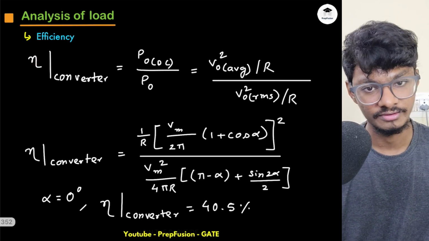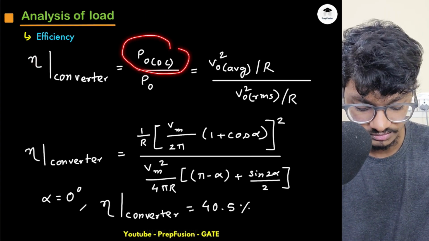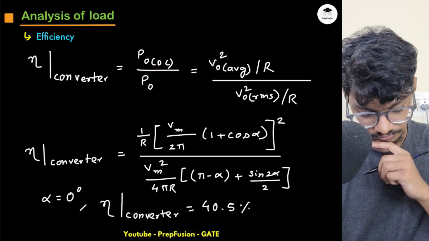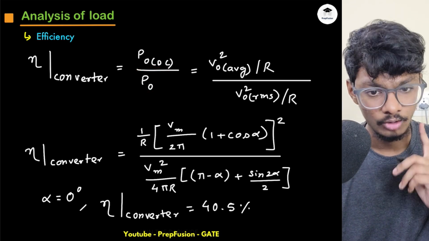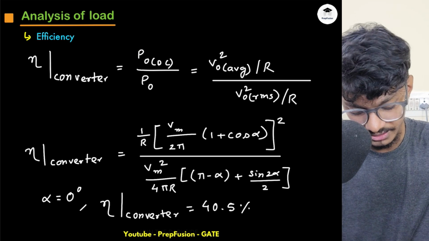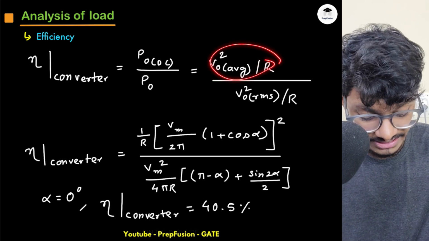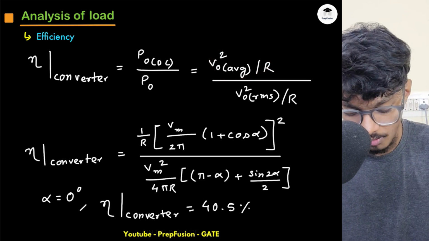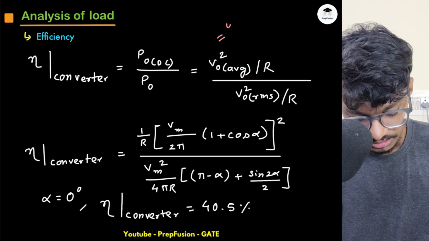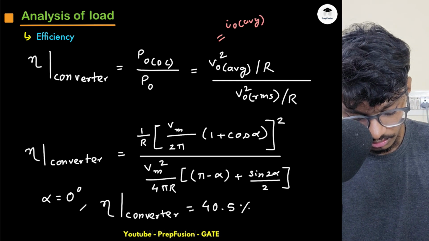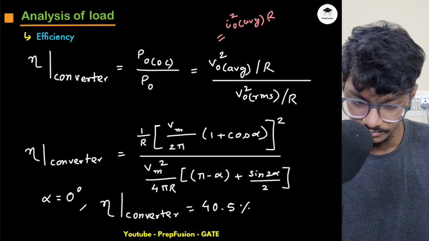Now what is the efficiency of the converter? If nothing is mentioned, the efficiency of the converter will always be PODC by PO. So how do you find out PODC? PODC will be simply VO average square divided by R. This is the DC power that is being dissipated in the load. How else can I write it? I can write it as IO average square into R. This is the DC power.